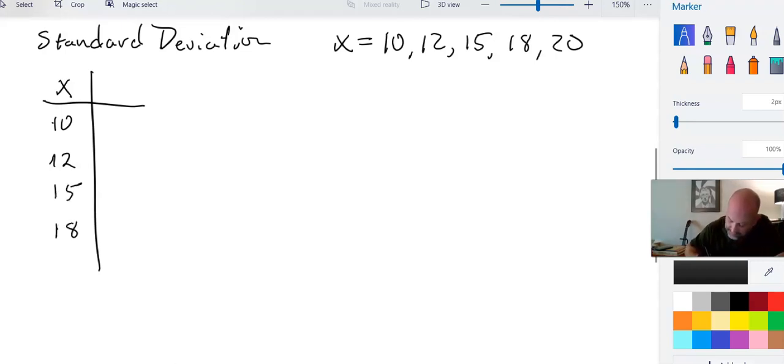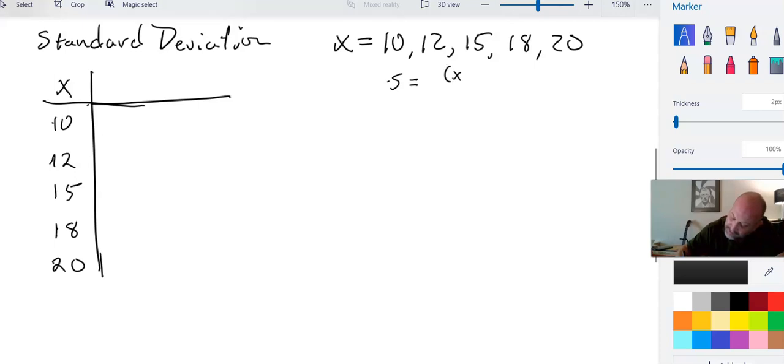15, 18, and 20, right? So we're looking at that. Now, remember what we were doing in that formula. In fact, let me write the whole thing down here so we can see it. Is that going to leave me room?